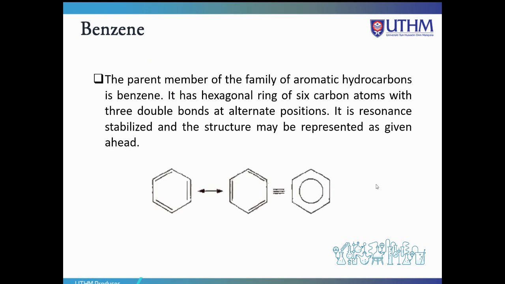The next group of hydrocarbon, which is quite important, is benzene. The parent member of the family of aromatic hydrocarbons is benzene. It has a hexagonal ring of 6 carbons with 3 double bonds at alternate positions. It is resonance stabilized, and the structure may be represented as given ahead. So benzene can be represented in these 3 forms.